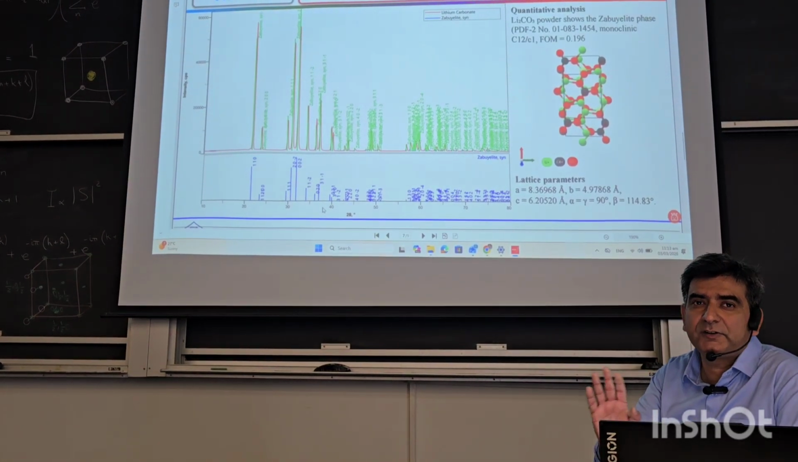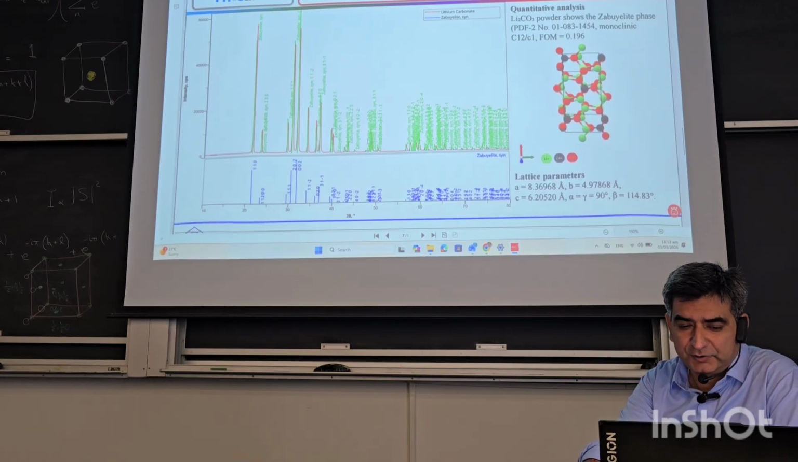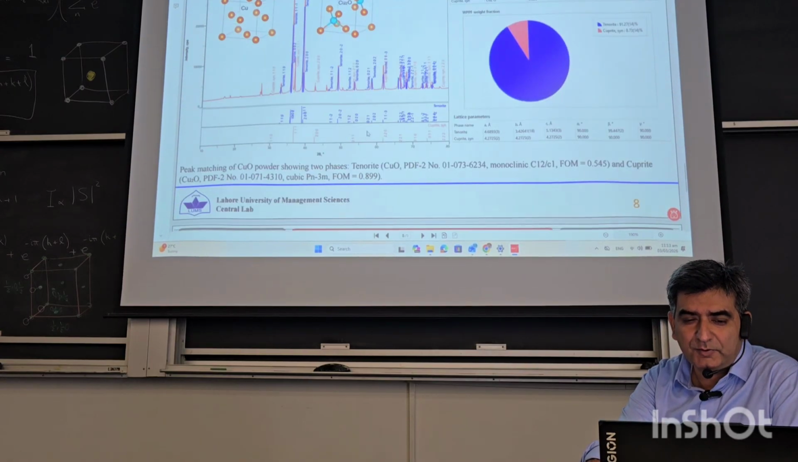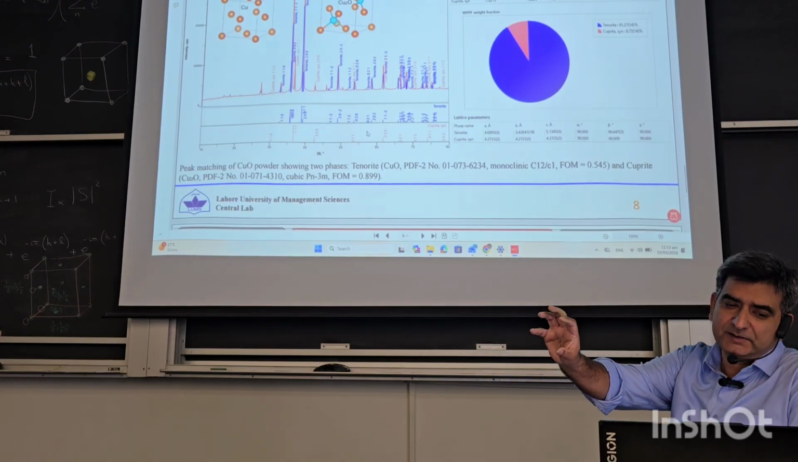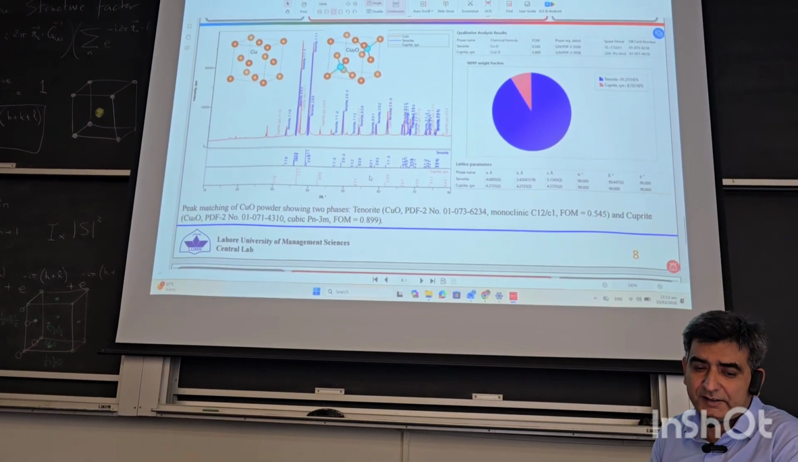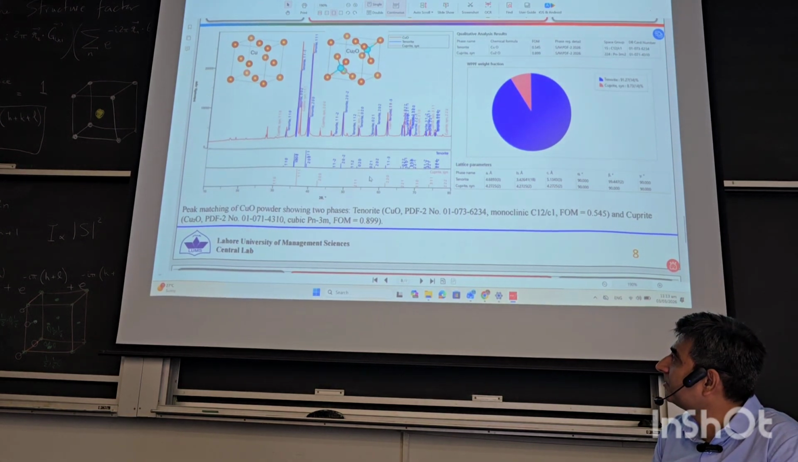So it's a beautiful, fascinating field, and you can spend lifetimes and lifetimes on this. Now copper oxide, when I gave the sample of copper oxide to Dr. Mehdi, this is what the spectrum looks like. It doesn't match.